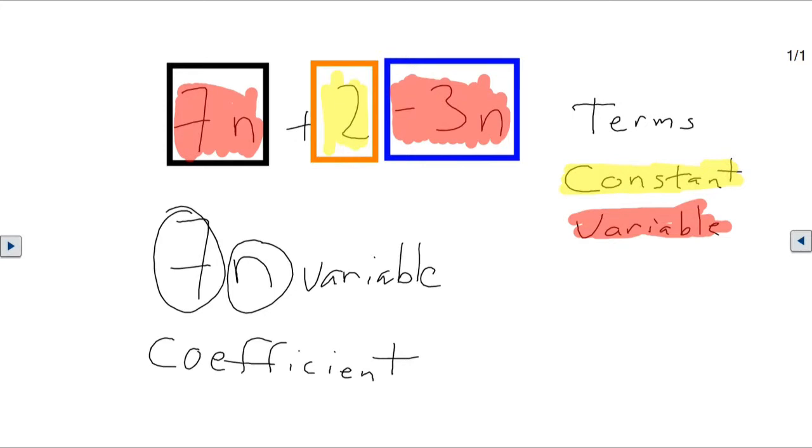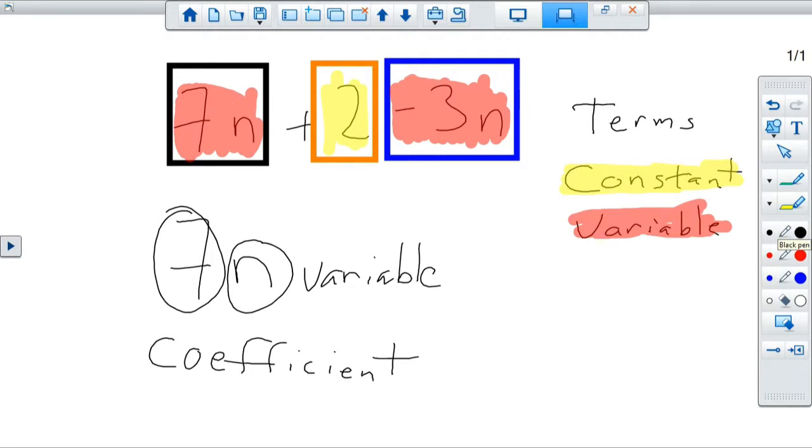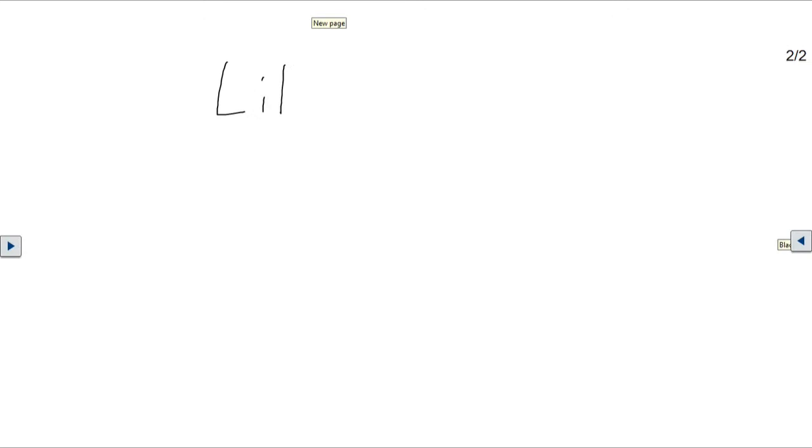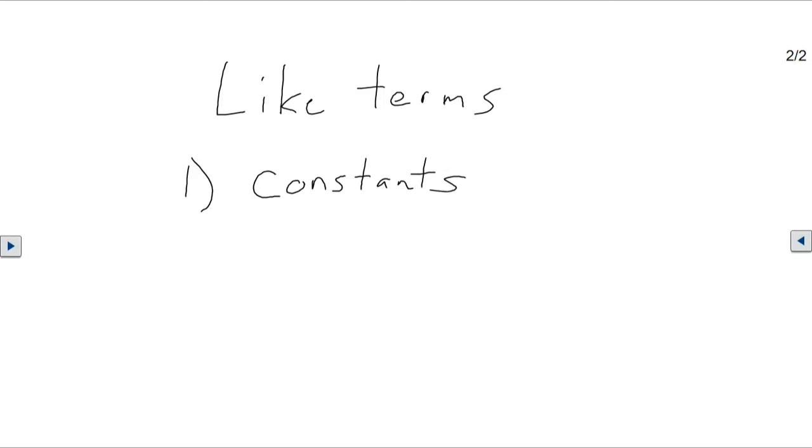So we've got two types of terms: constants, which are just the numbers, they don't have any variables, they have the same value, or variable terms, where the value of that term changes depending on what the variable is. When we start talking about like terms, like terms are things we can combine together. One like term we can always combine together are constants. Anything that's a constant can go together.